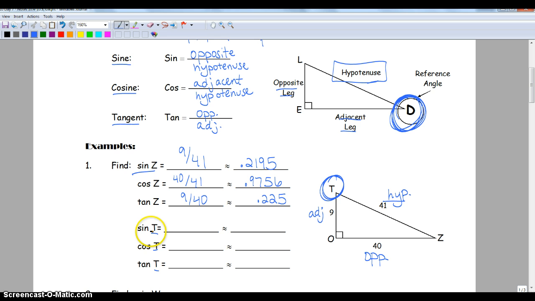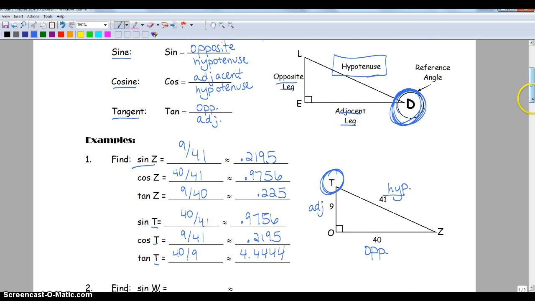Once you have that, it's real simple. Sine of T is opposite over hypotenuse. 40 over 41. We did that up here. It's 0.9756. Cosine of T is adjacent over hypotenuse. 9 over 41. We did that up here, 0.2195. And then tangent of T is opposite over adjacent, 40 over 9. And 40 over 9, if you do that, you're going to get 4.4 repeating. So we'll put 4 fours after the decimal.